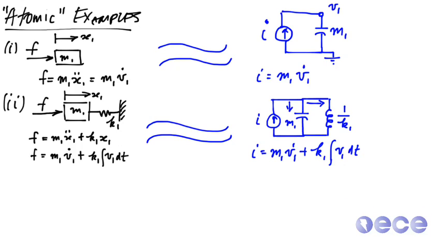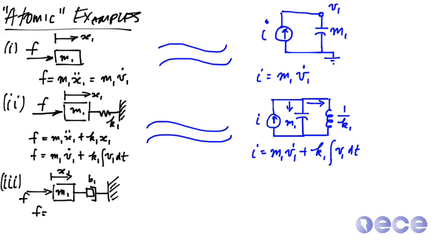So here we have the mass acting like a capacitor and the spring acting like an inductor. Let's look at the third case. Now I'm not using a spring, I'm using a damper. The damper has some physical coefficient B1. So F again is equal to M1 x1 double dot plus B1 x1 dot. And we can rewrite this in terms of V: M1 V1 dot plus B1 V1.